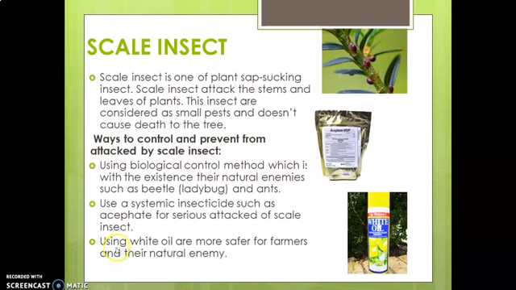Yang ketiga, using white oil is safer for farmers and their natural enemies.